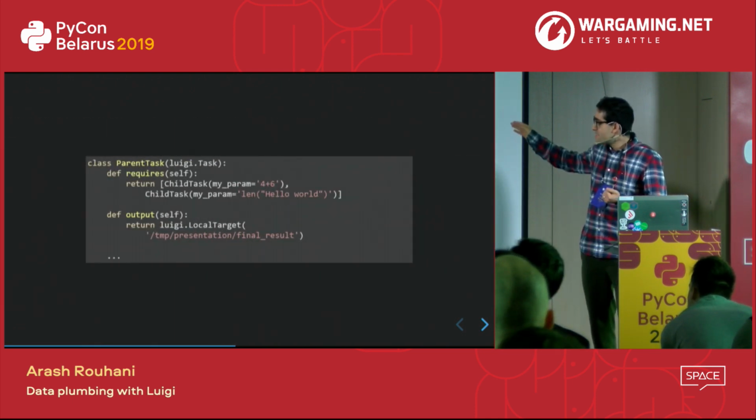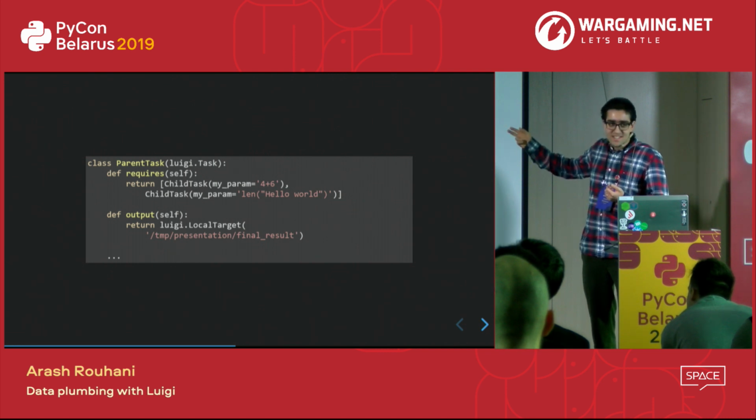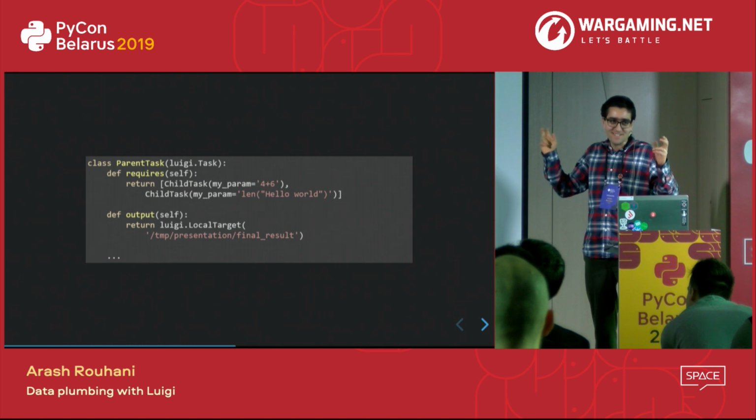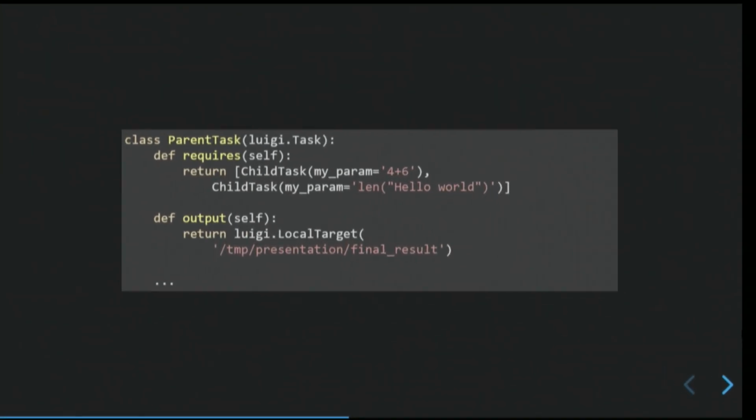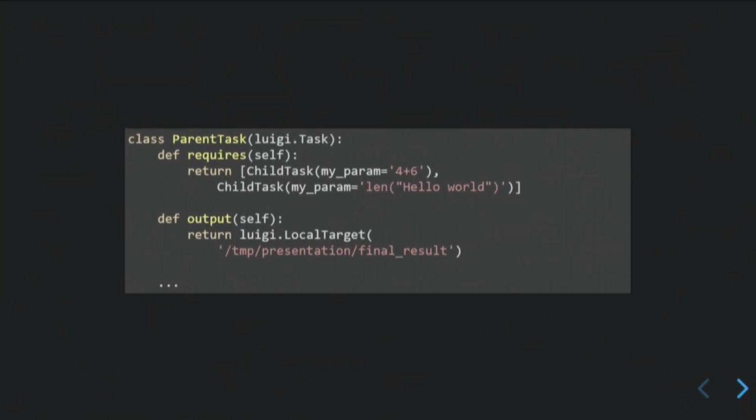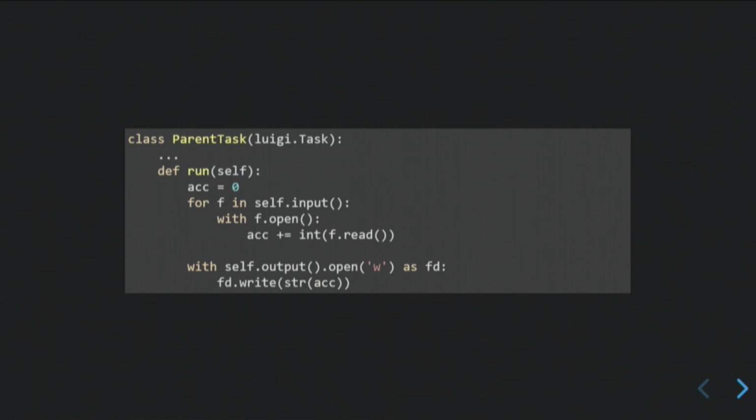The parent task requires the child task twice, and it contains Python expressions because they're going to be evaluated. It also has its own output, and the run method for it. It's going to sum the results of the children. It's a bit weird.